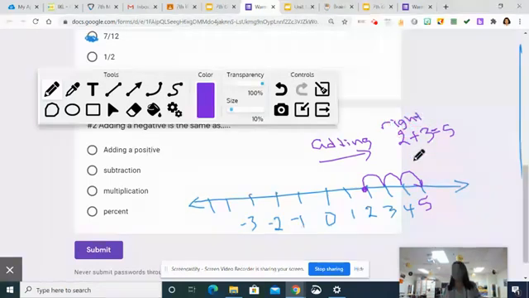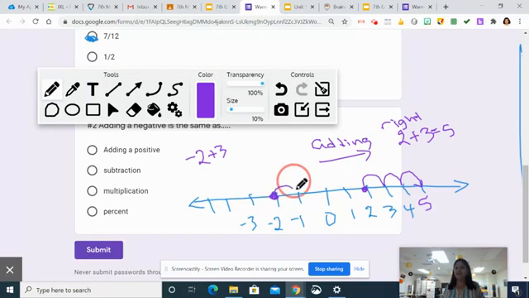Does it matter where you start? What if you start with -2 plus 3? Does the direction change? No, the direction does not change. Our starting point changes, but that's it. We're going to start at -2 and we're going to move 3 spaces to the right. 1, 2, 3, and what are we ending up at? +1. So our answer would be +1.